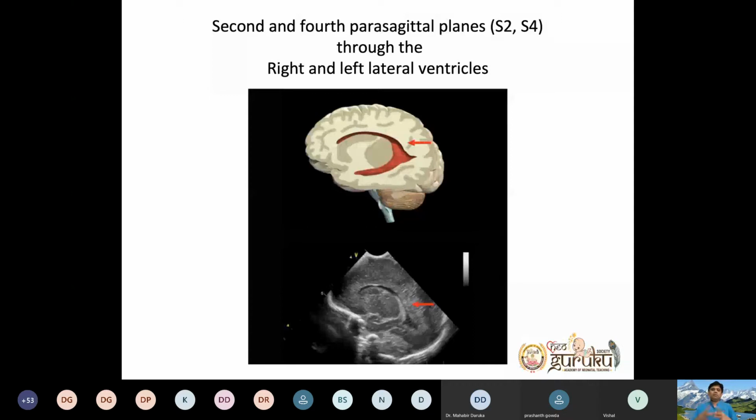Sometimes a choroid cyst might give you a false feeling of a germinal matrix bleed. So we'll move on to the next section.